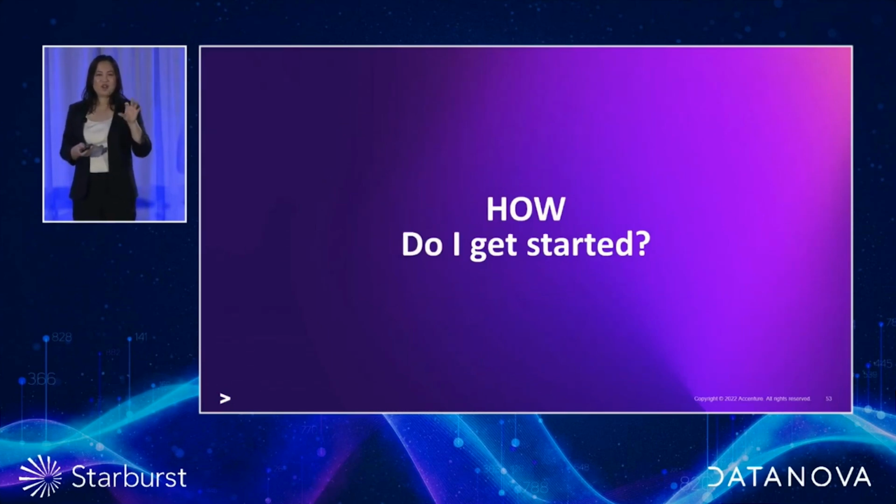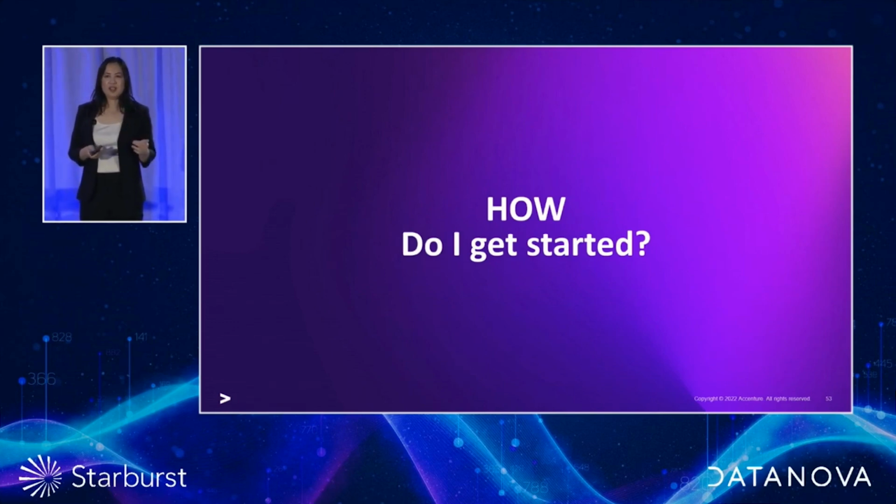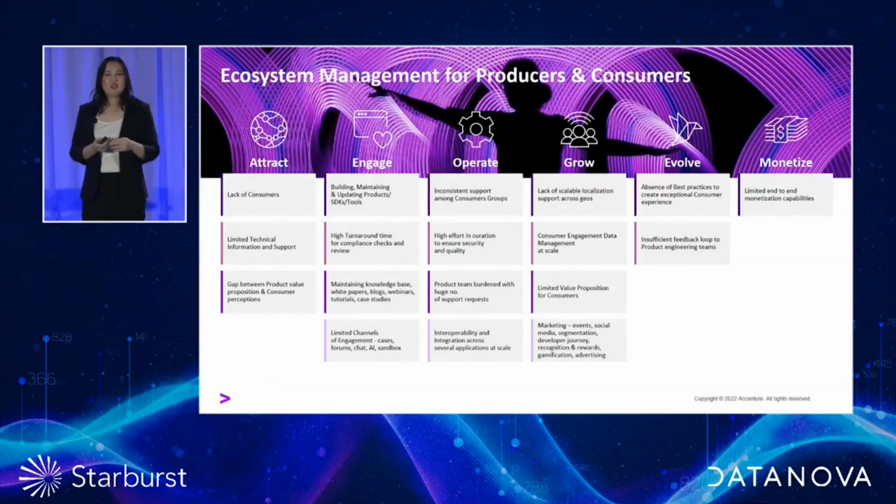Okay, so we've done the why, we've done the what. Now let's talk about the how, right? So how do I get started? So at this point, here's where some of the central team might play a bigger role, right? So we have an ecosystem management. So we have producers and consumers of data. And so how do we attract, how do we engage, how do we operate this product? How do we grow this sort of behavior across the business? How do we evolve products? And then how do we monetize, right? So this might be a place that, again, that central organization is really helping drive this particular maturity.